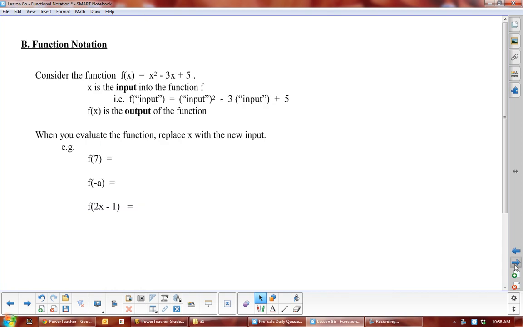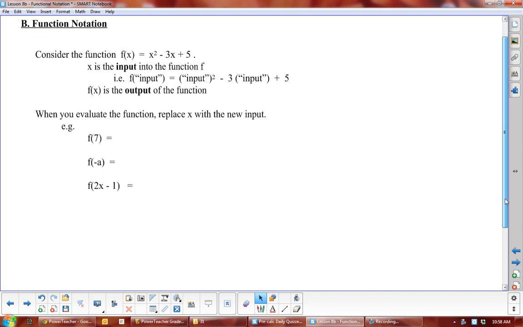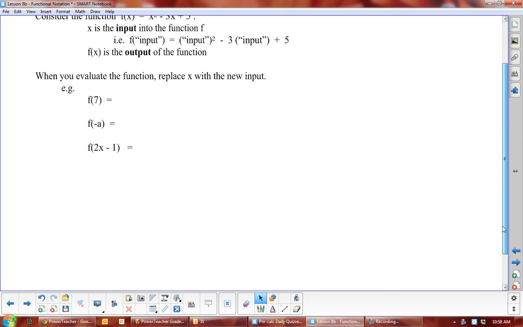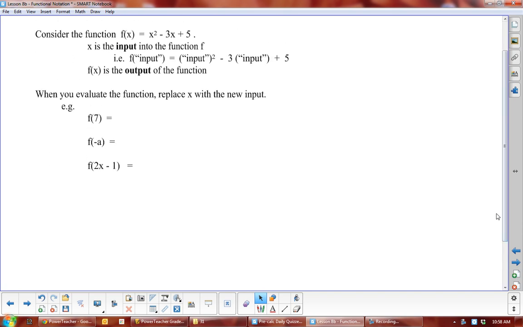Okay, so now function notation. Again, I've done a lot of that in 30-1 and 30-2. Just finished it, right? Now, when you have a function, f of x, the answer is the output. Whatever you put into the brackets is your input. Okay? Not that complicated.